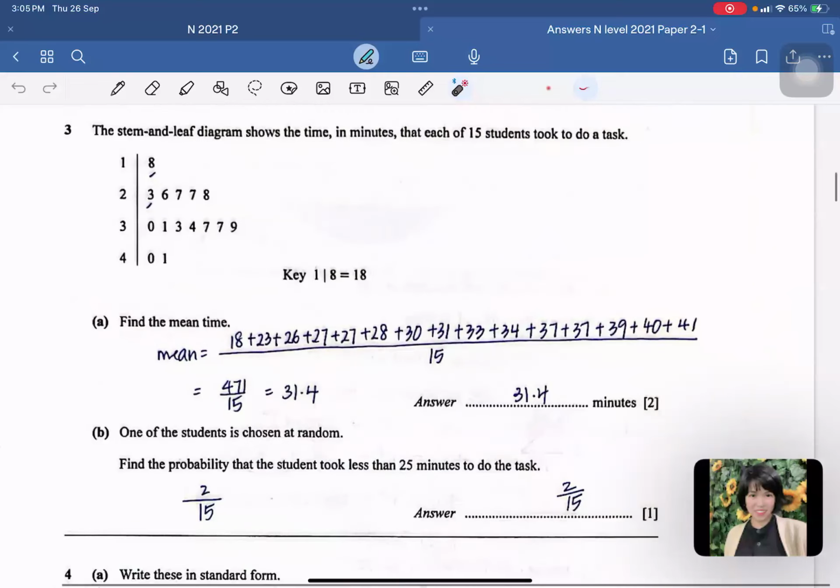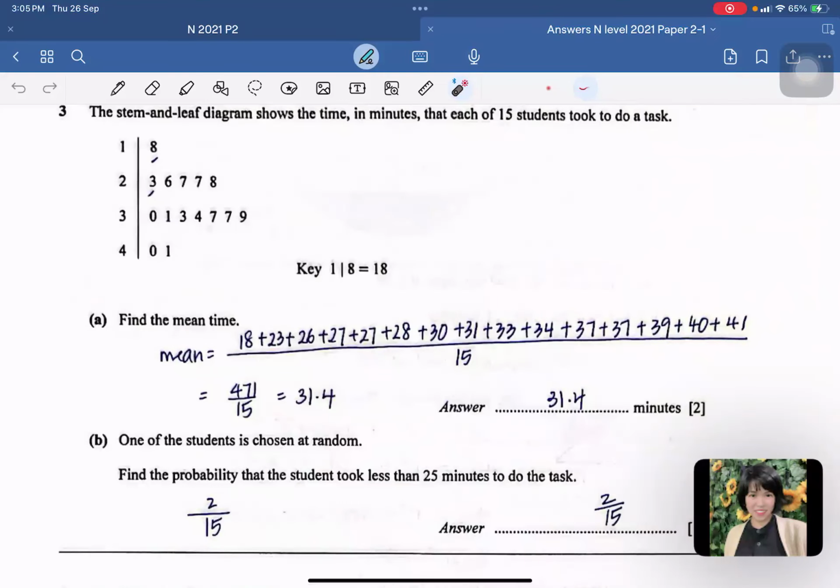Okay, so to find mean, you add up all the numbers. There are a total of 1, 2, 3, 4, 5, 6, 7, 8, 9, 10, 11, 12, 13, 14, 15. 15 of them, 15 students. So divide by 15. Now, for estimation of mean, the answer may or may not be a nice number. So it's okay to round off to 3 significant figures, or you can use your calculator to give you the answer.